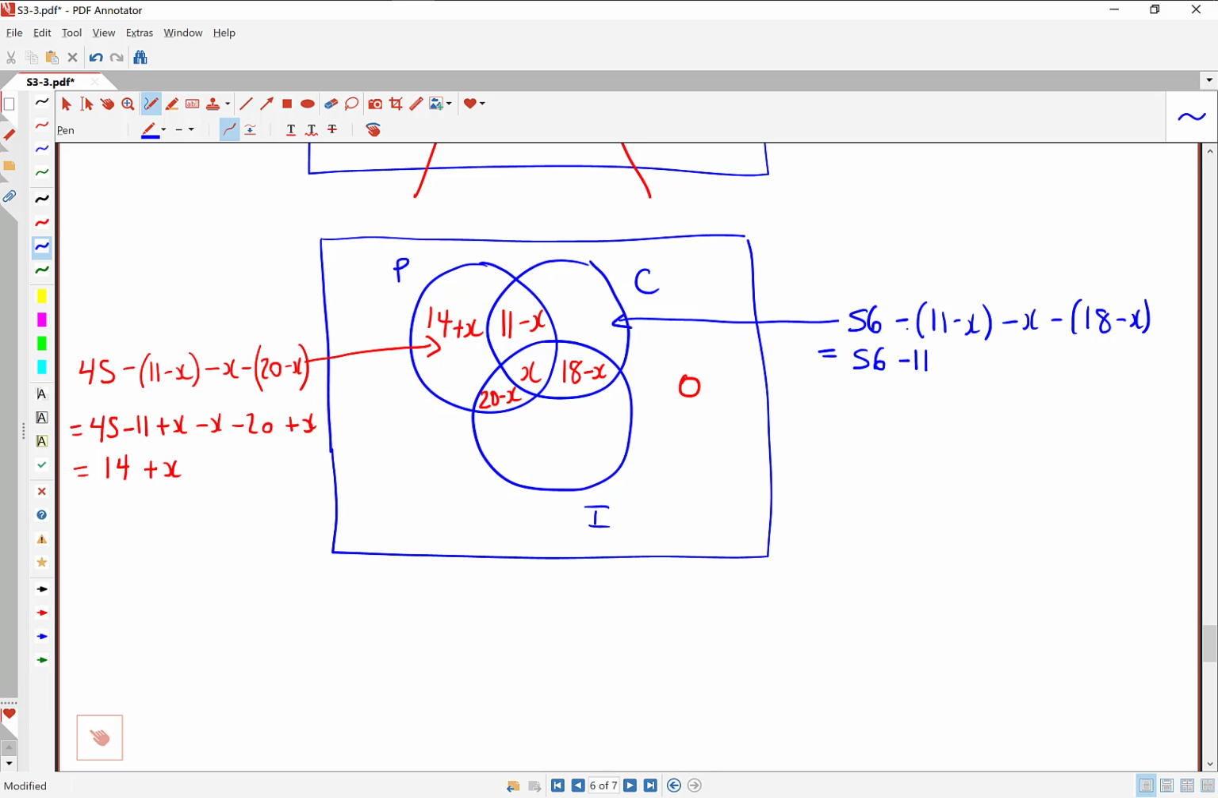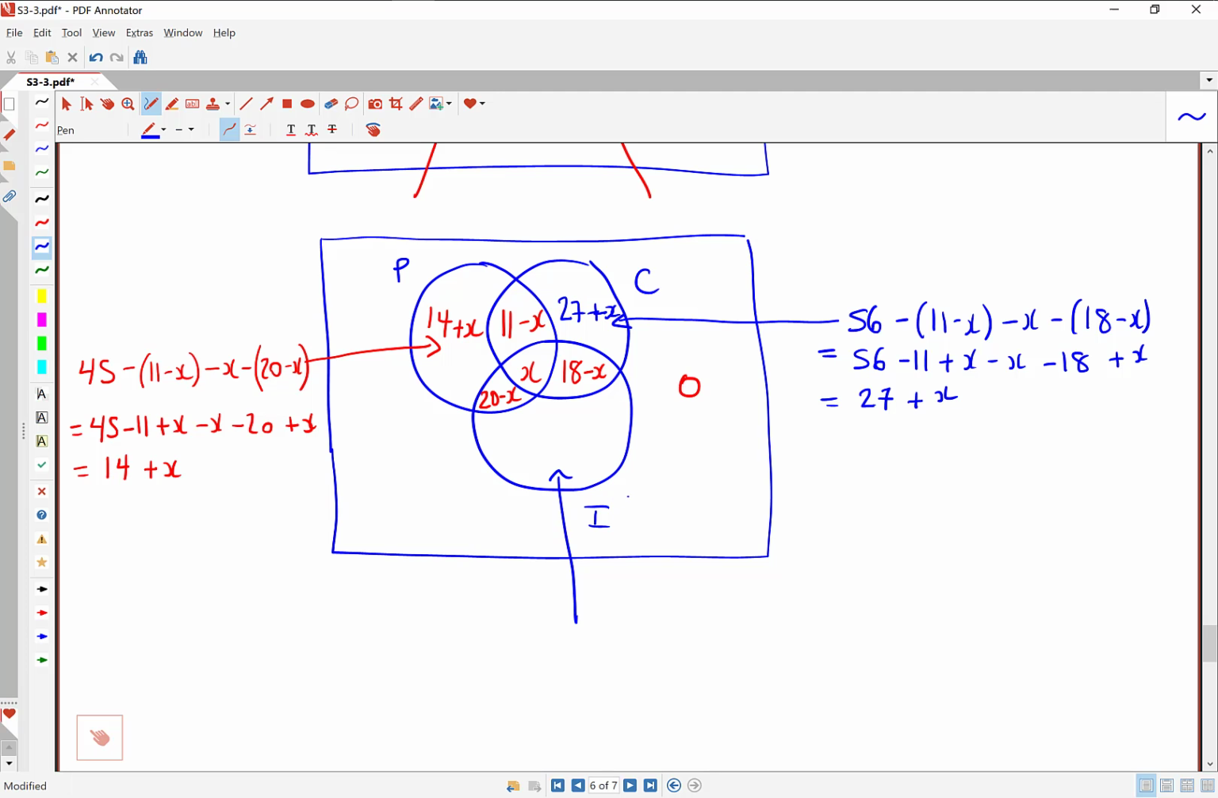56 minus 11 plus x minus 18 plus x. So we're going to add the numbers together. 56 minus 11 minus 18 gives us 27. x minus x plus x gives us a plus x. So there we go. We got 27 plus x over here. And we're going to go through this fun with algebra one more time.